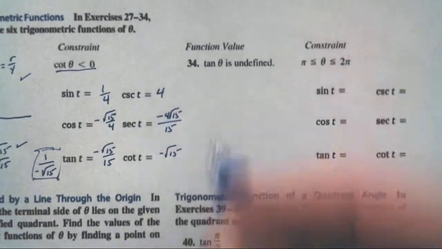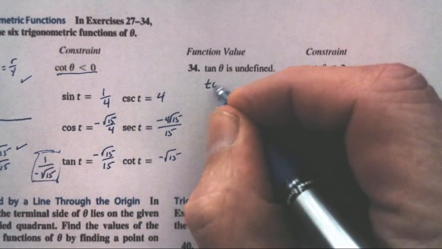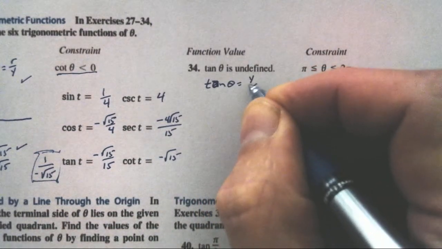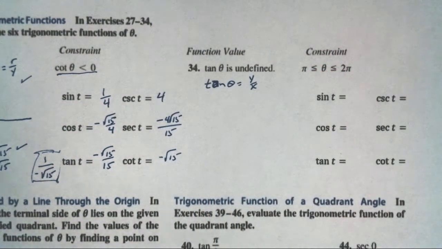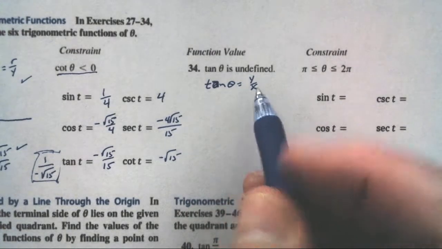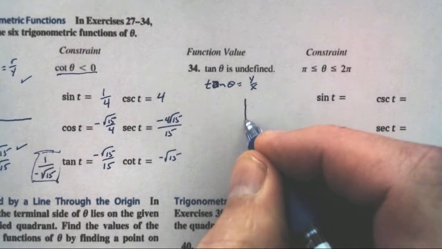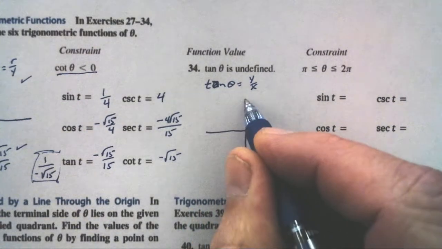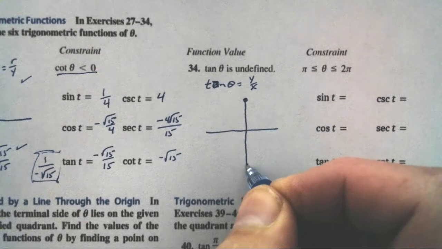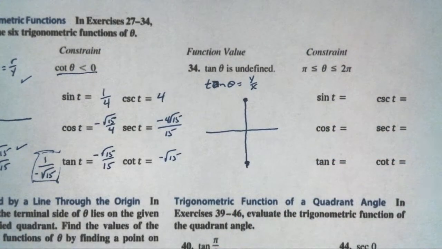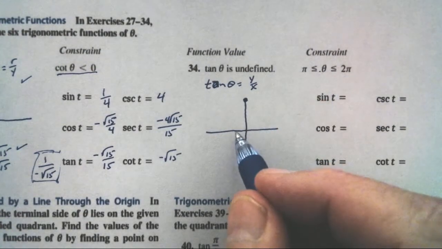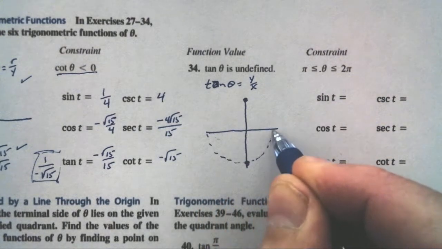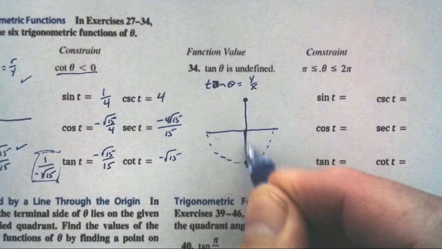Okay, tangent is undefined. Well, tangent of an angle is y on x. If it's undefined, it means x is 0. When is x 0? Either when I've rotated around to here or when I've rotated around to there. But then they tell us our constraint, we're somewhere between pi and 2 pi, so here's where we end up, right here.